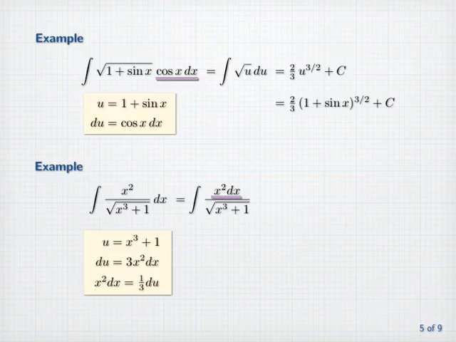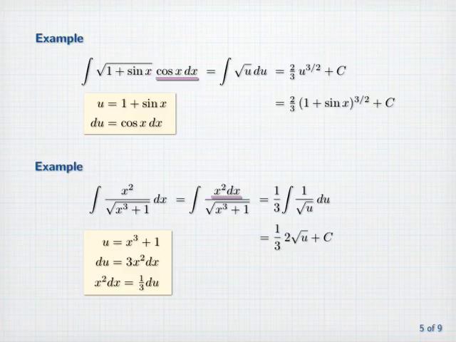So our integral becomes the integral of 1 over the square root of u times 1/3 du, and we may as well go ahead and put the 1/3 outside the integral. 1 over the square root of u is u to the minus 1/2 power, so integrating gives us 1/3 times 2u to the plus 1/2 power plus c, and now replacing u with x cubed plus 1 gives us our final result, 2/3 times the square root of x cubed plus 1 plus c.